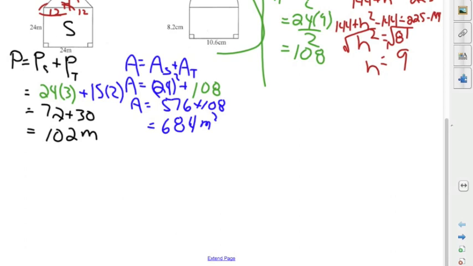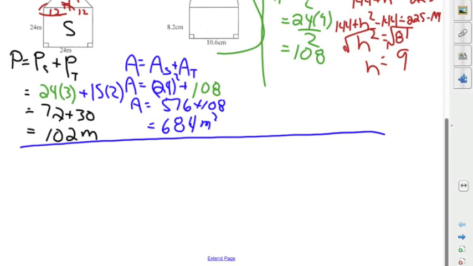Okay, so I'm going to do B down here. So B, what is our figure made out of? A semicircle and a rectangle. Okay, good. So a semicircle and a rectangle.